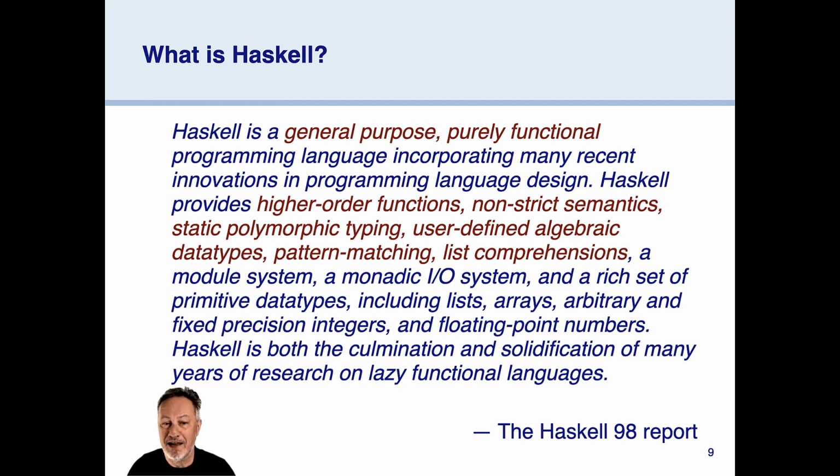Haskell supports static polymorphic typing. We'll see more about that next week. It suffices to say that static typing means that before you run the program, it can be fully type checked. So on the basis of Haskell code, we can check that it's type consistent. Polymorphic means the opposite of monomorphic. Instead of everything having a single type, functions can have multiple types.